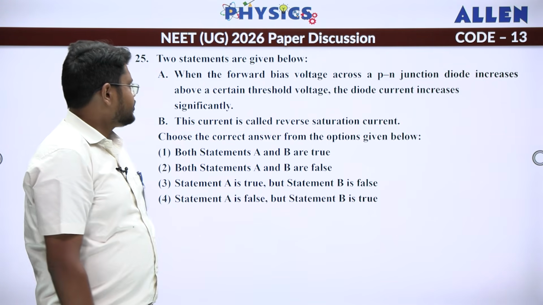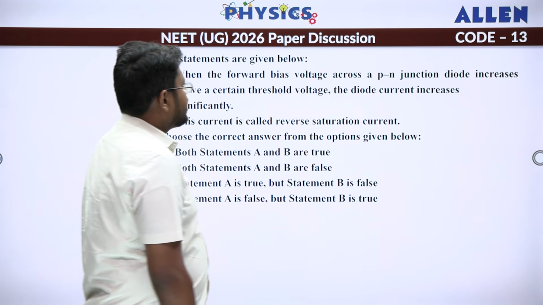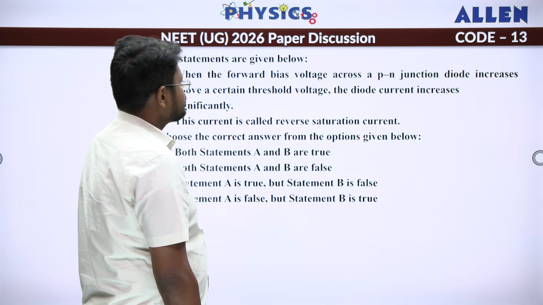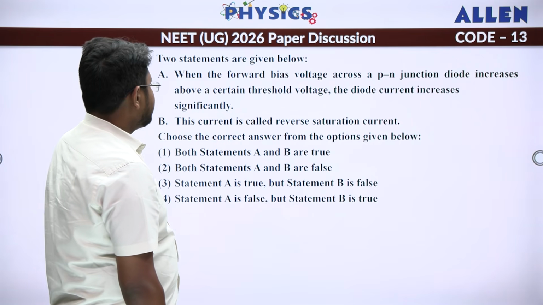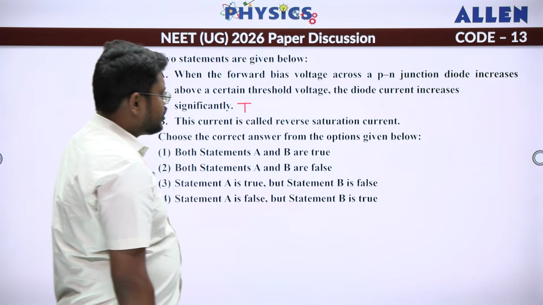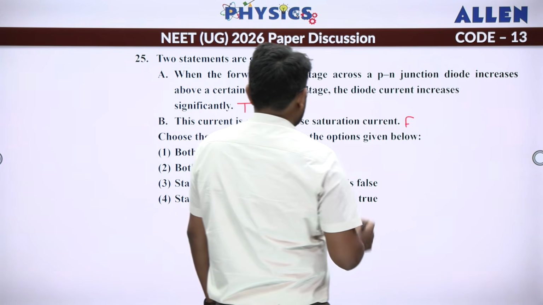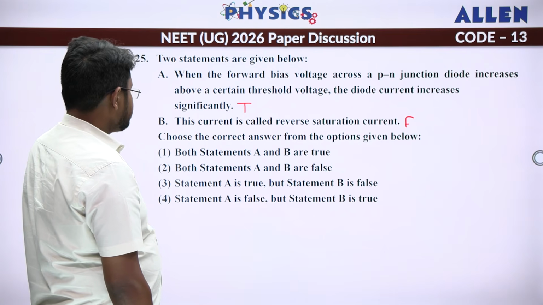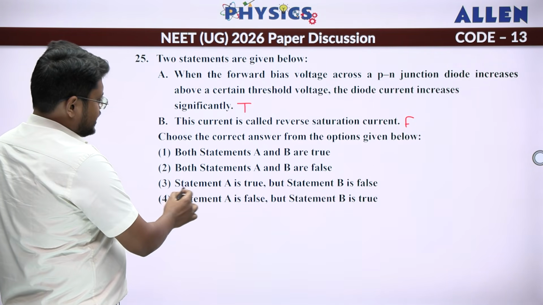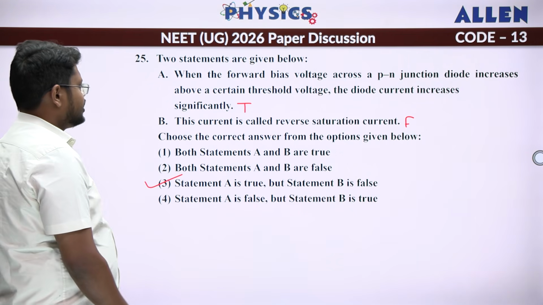Let's move to question number 25. Two statements are given here. When the forward bias voltage across a PN junction diode increases above a certain threshold voltage, the diode current increases significantly. That is true. This current is called reverse saturation current. That is wrong, reverse is in reverse bias. So statement A is true but B is false. For this, the correct answer is the third option.